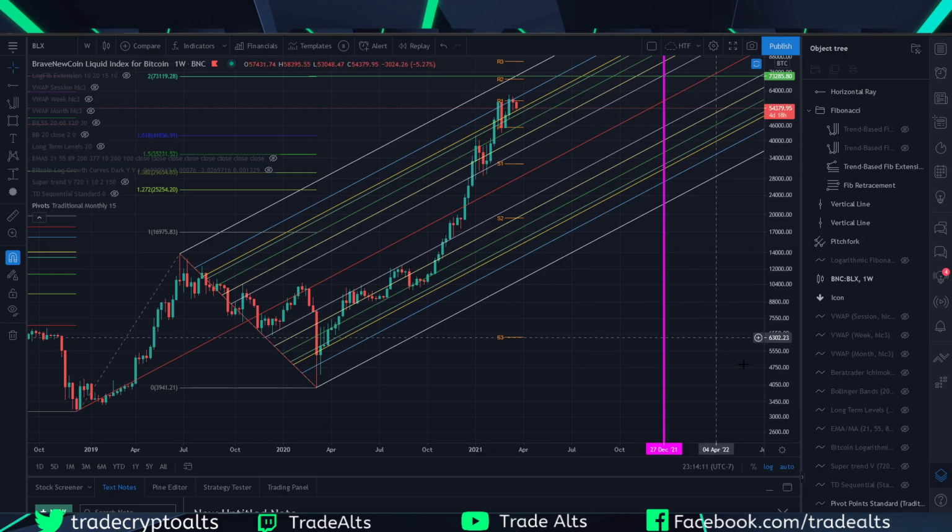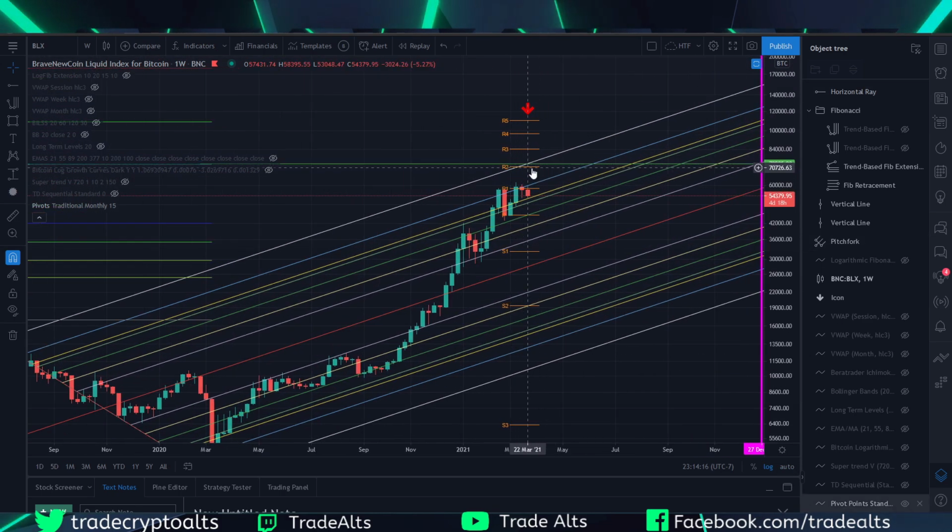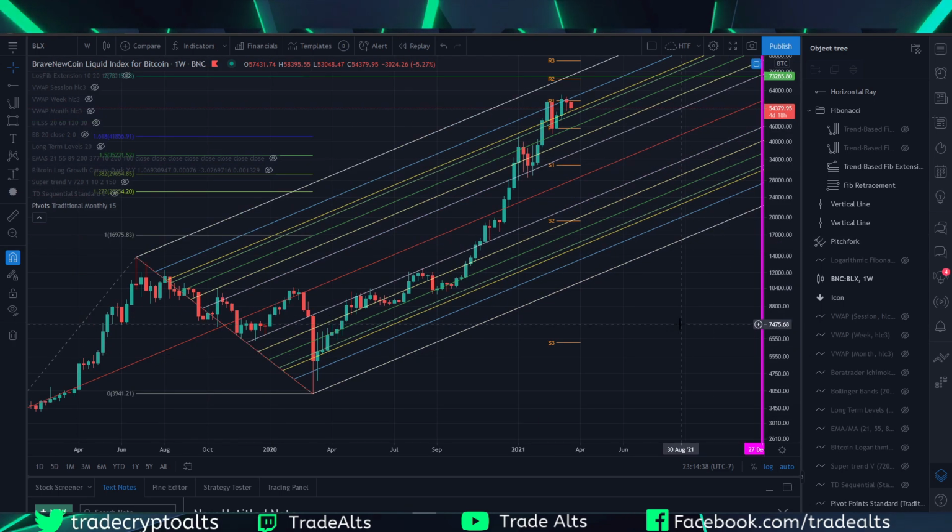Turn this on. So again, your R2 pivot is right in this general zone. That's just another form of confluence. And then obviously you have your other pivots, but that's how you can use it, just another form of confluence. So now I'm going to move to the daily.